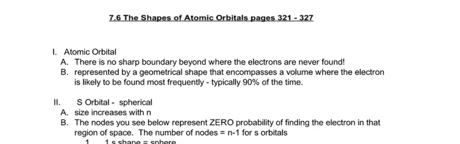So anyway, this atomic orbital is not a perfect sphere. It's not like a ball where it has a definite boundary, and there's air, and then all of a sudden you touch the ball. That's not the case. There is no sharp boundary where the electrons are never found or always found. It's most of the time the probable location, and that's why we're very careful to talk about that. It's represented by a geometric shape that encompasses the volume where the electron is likely to be found most frequently, typically 90% of the time.